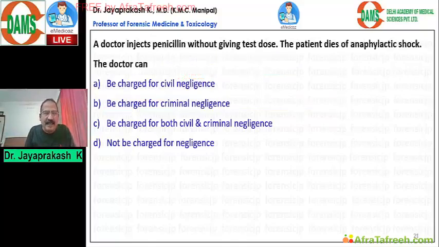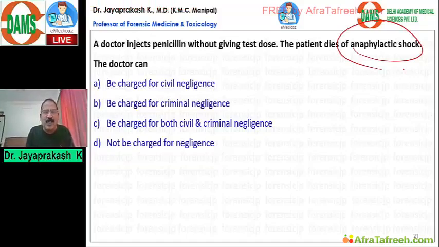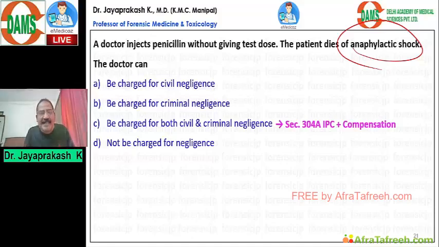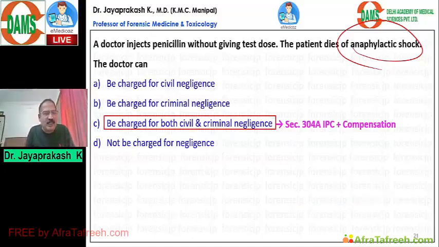At the same time, in this question, there is death of the patient by anaphylactic shock. So in such cases, he will be charged under 304A IPC for causing death of the person. At the same time, because death is due to his negligence, a claim can be asked by the nearest kith and kin. So the answer is charged for both civil as well as criminal negligence.